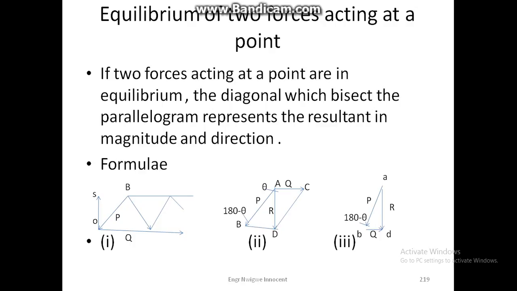Then III is when taking the parallelogram by cutting one of the sections to form a triangle. Angle ABD is 180 minus theta, where P is opposite to capital R, and R is opposite to capital Q.